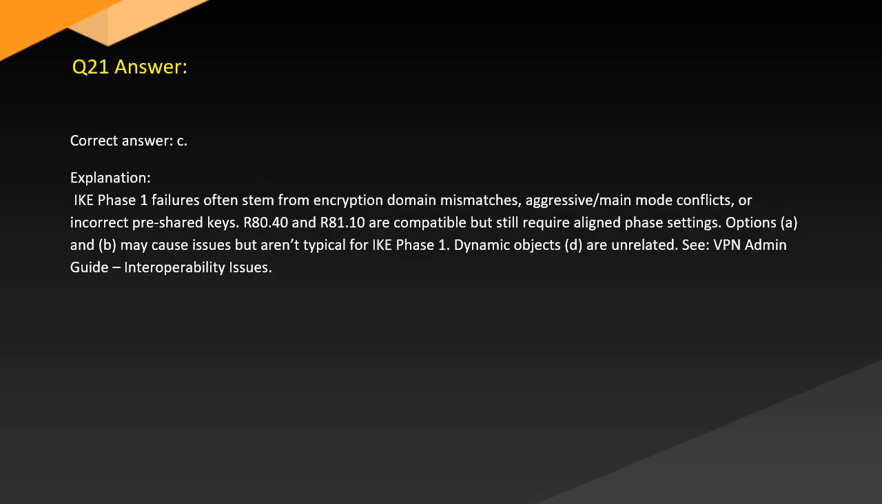Answer. Correct answer: C. Explanation: IKE phase 1 failures often stem from encryption domain mismatches, aggressive mode conflicts, or incorrect pre-shared keys. R.40 and R.10 are compatible but still require aligned phase settings. Options A and B may cause issues but aren't typical for IKE phase 1. D is unrelated. Reference: CVP and admin guide, interoperability issues.